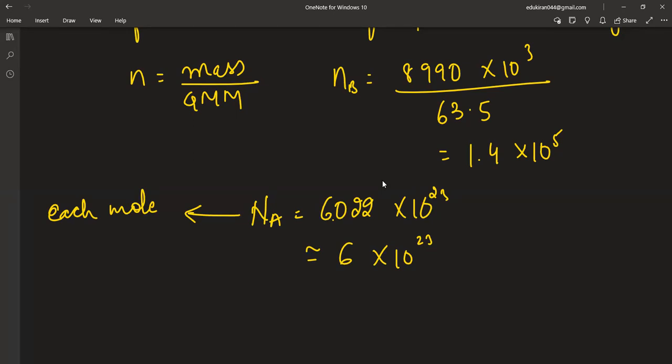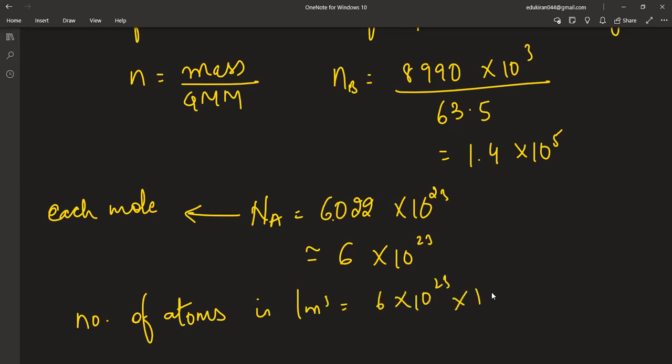So in 1 meter cube, how much will it contain? This is what we have calculated, so we'll just multiply it. The final number of atoms in 1 meter cube is 6 into 10 to the power 23 into 1.4 into 10 to the power 5. Once you solve this, it should be around 8.4 into 10 to the power 28.